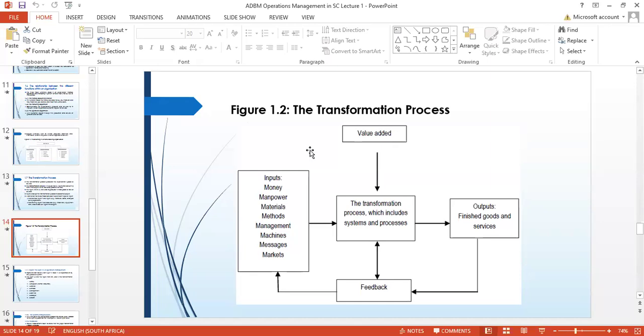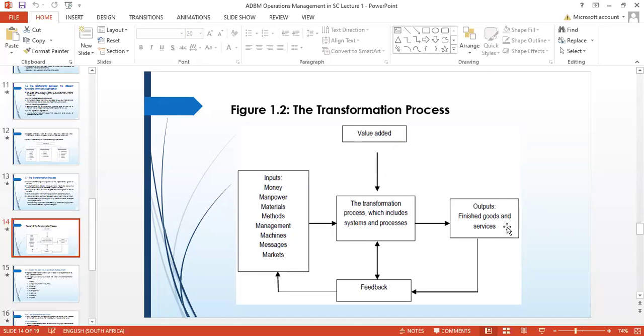And then from the inputs, we have the transformation process here at the center, where we have systems and processes that change the inputs into outputs, which are the finished goods and services. And when we are here, in the transformation process, the value is added. We have the inputs, they go through transformation, value is added, and then we get an output that is going to satisfy the consumer. If value is not added here, then this output is not going to satisfy the consumers.